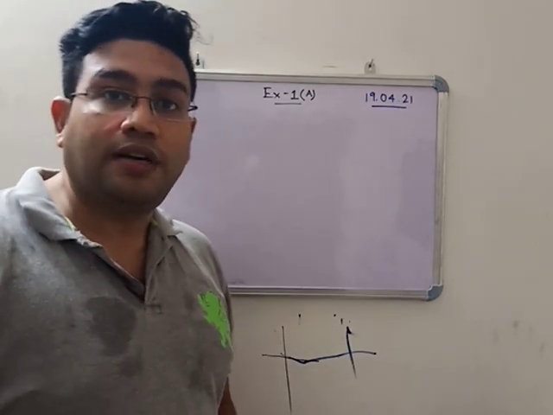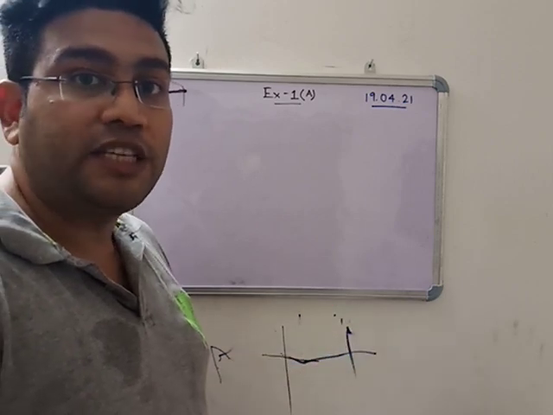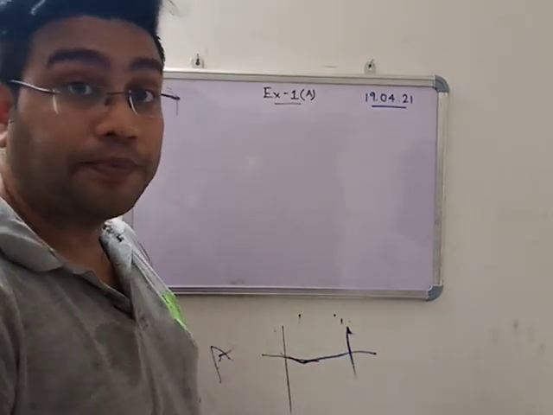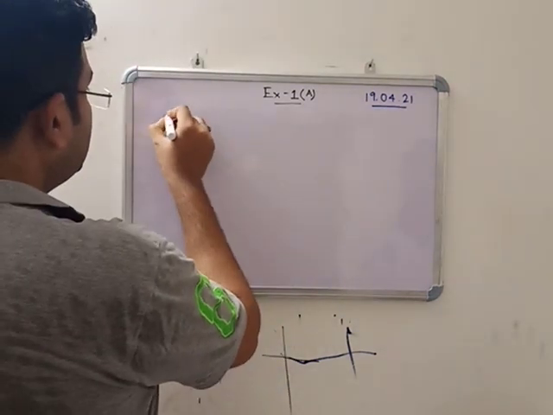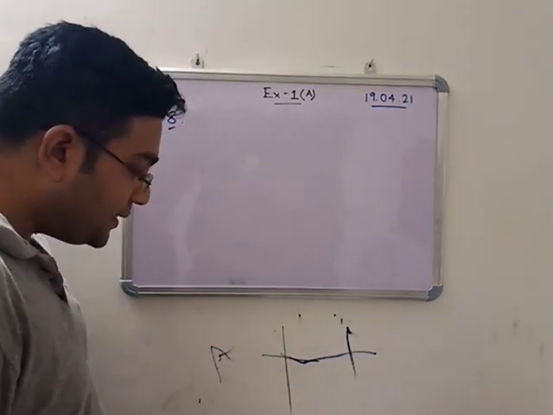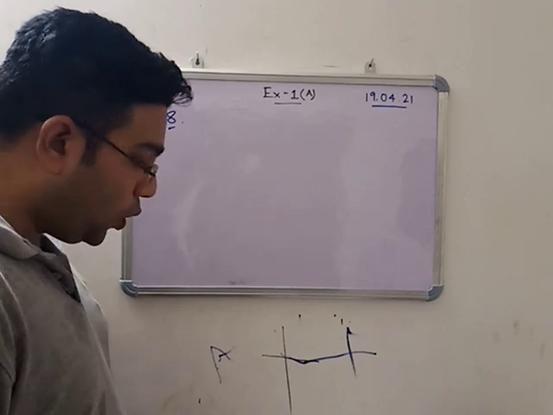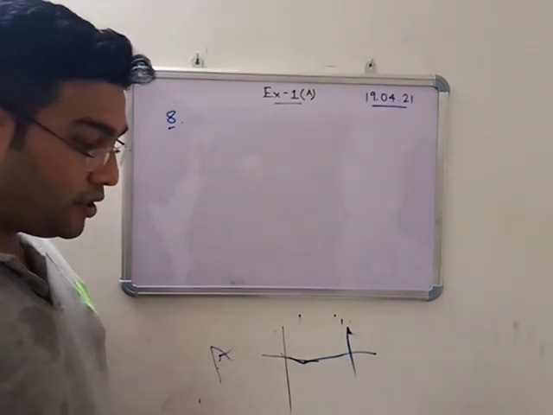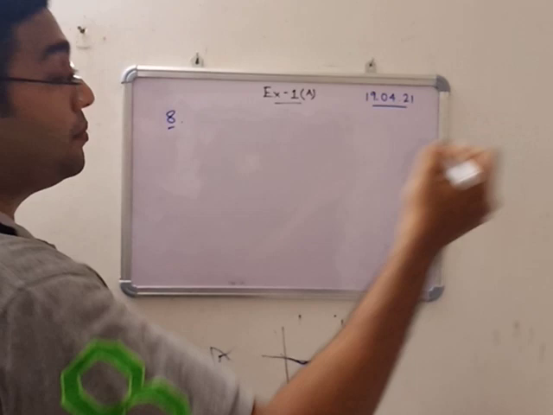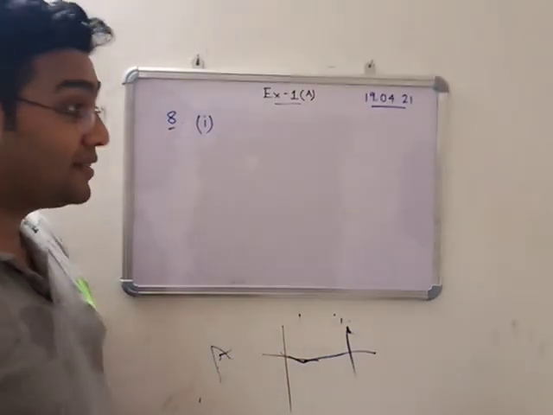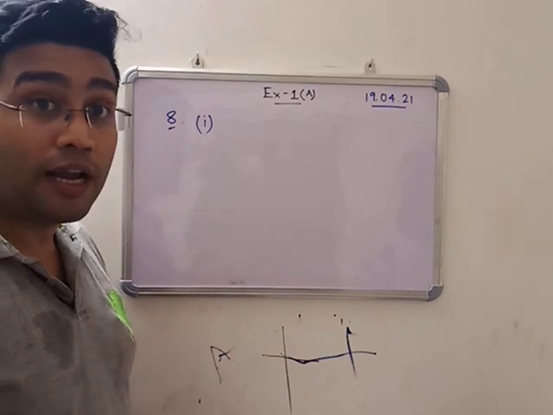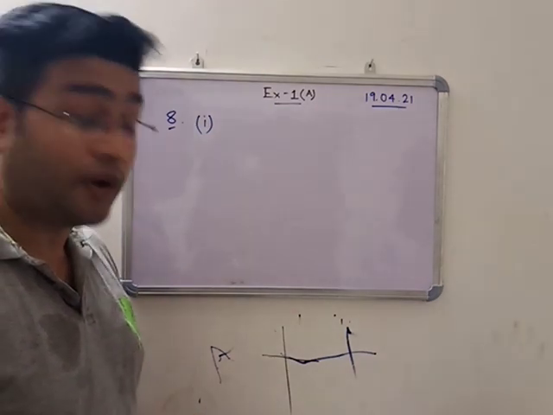Today we are going to discuss the next part of exercise 1A. See that in number 8, write the successor of each of the following. Successor means the next number, so that means plus 1. Successor means plus 1 and predecessor means minus 1.